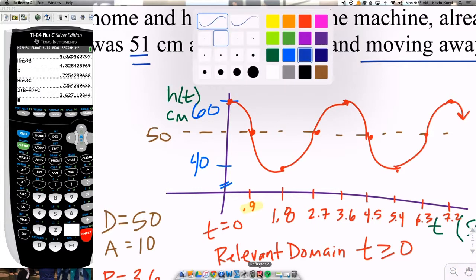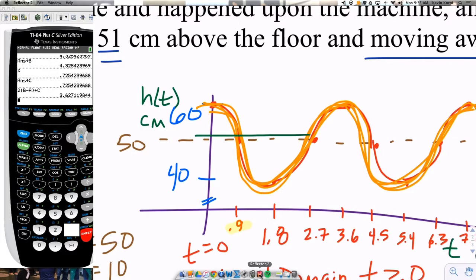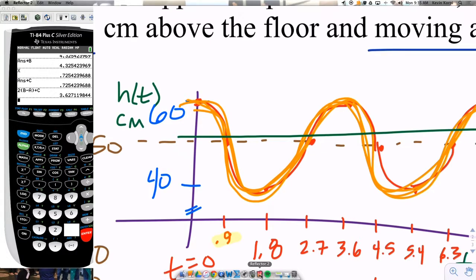So imagine that he comes in and he sees this thing going down and up and down and up. And he happens to just walk in when it's at 51, which would be right about here, and moving away from the floor, which would be, in this case, what? Moving up. So right there. And it doesn't matter if it's past zero. Because of the periodicity of this function, all I need to do is figure out what that time value is, and I can shift my graph over to the left or right.